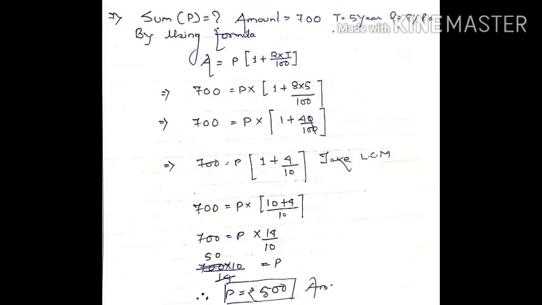Okay, remember what I have told you before solving any problem. Read the question 2 times, identify the given terms and correlate the formula. Okay, question number 7 is very important. See, find the sum means principal, which will amount to, amount is given, time is given, rate is given.